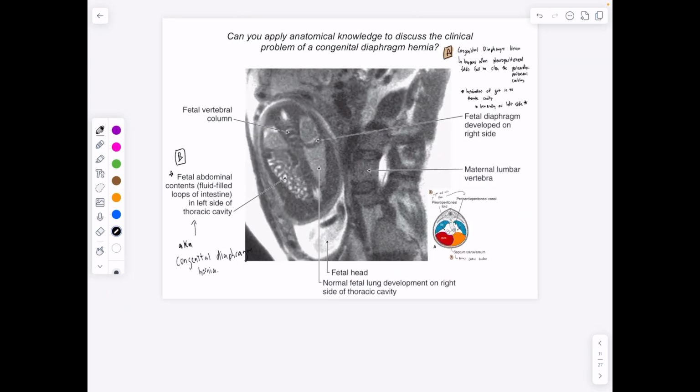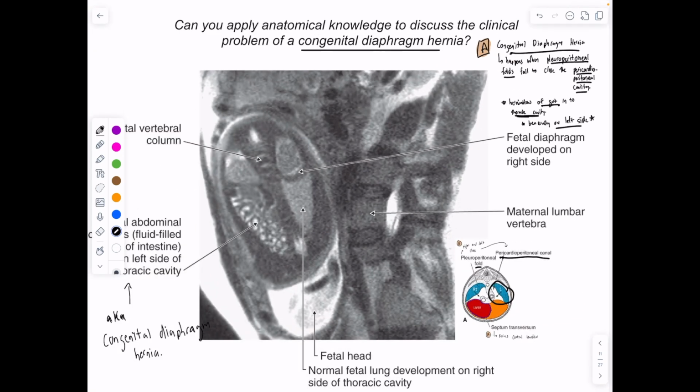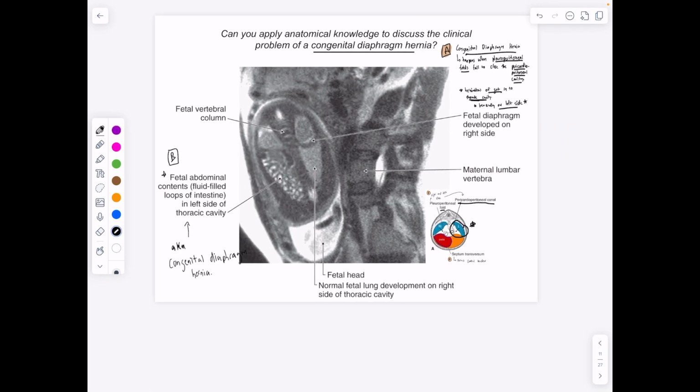All right, so we mentioned that the pleuroperitoneal folds close these pericardioperitoneal canals, and this left one in particular is often the cause of a congenital diaphragmatic hernia if you have it. So again, congenital diaphragmatic hernia happens when the pleuroperitoneal folds fail to close the pericardioperitoneal canal, and this failure to close will allow the gut to herniate into the thoracic cavity, and this is generally, as we said, occurring on the left-hand side. And you can see this here. So this is fetal abdominal contents, fluid-filled loops of intestines in the left side of the thoracic cavity overall, and this is a congenital diaphragmatic hernia.